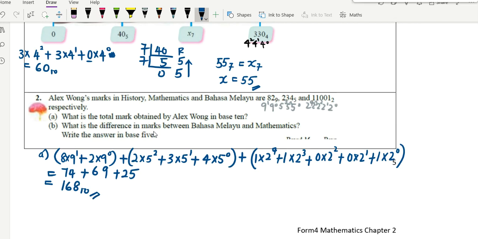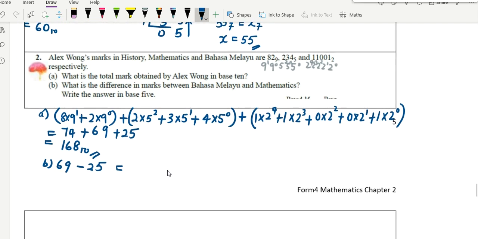Now part B: what is the difference in marks between Bahasa Melayu and Maths? Write your answer in base 5. They ask you about the difference for Bahasa Melayu and mathematics, these two. So when you need to do minus, you minus in base 10 first. Here, you already found the marks in base 10, right? 69 is Maths, Bahasa Melayu is 25. 69 minus 25 equals 44. So this 44 is in base 10.